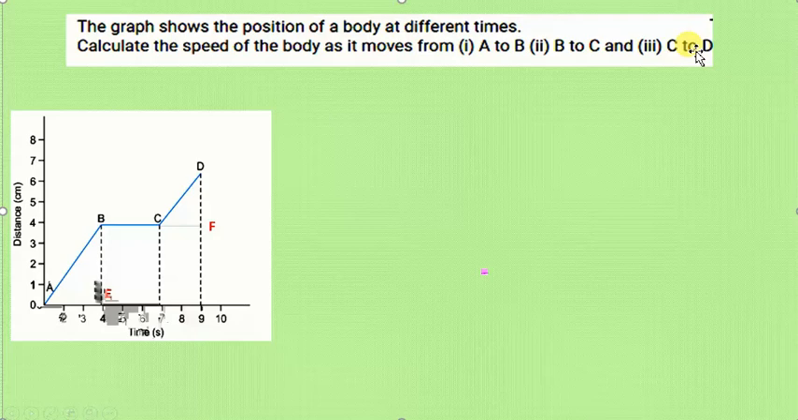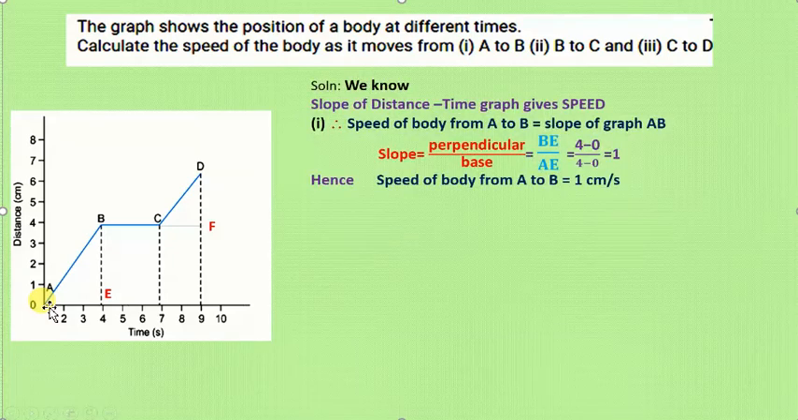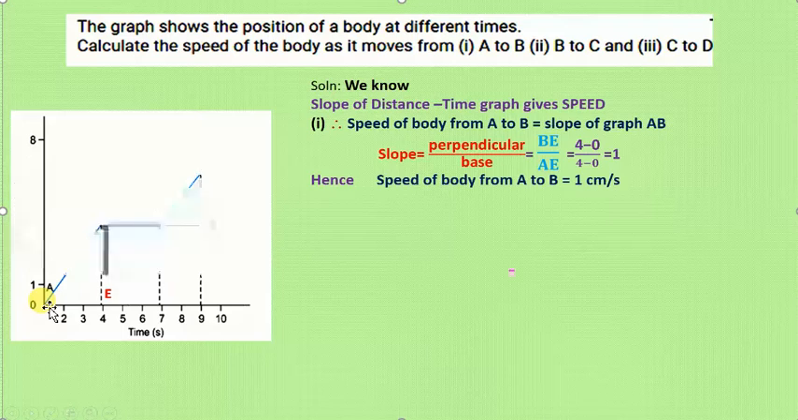Here you can see from A to B. How to calculate slope? We will calculate this perpendicular first and then the value of this base, and then we will divide these two terms and we will get the slope. See how to solve it? We know slope of distance time graph gives speed, and speed from A to B will be equal to slope.